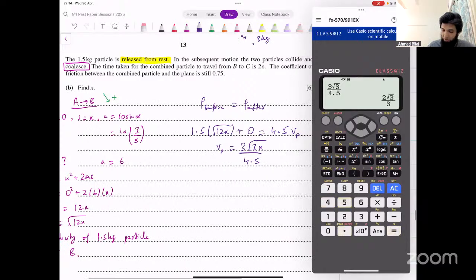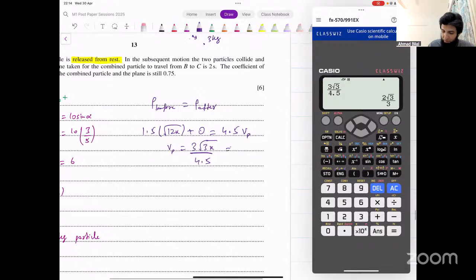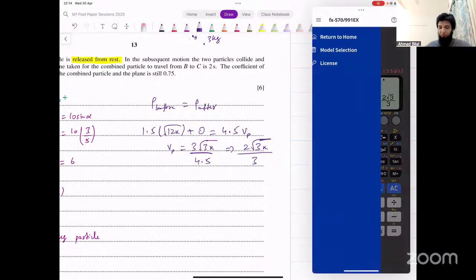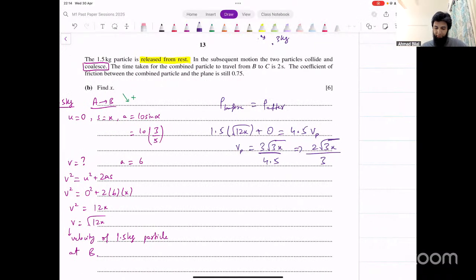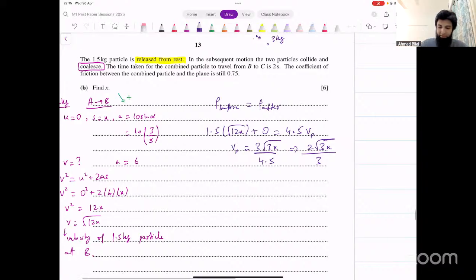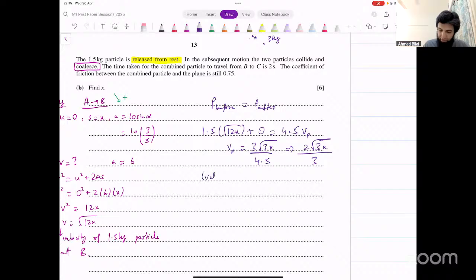And that's 2 under root 3 over 3. This is 2 under root 3x, both of them inside the square root, divided by 3. Now, what's this giving us? This is the velocity of the combined particle just after collision in terms of x. Make sense? This is the velocity of P. So we're calling the combined particle P after collision.